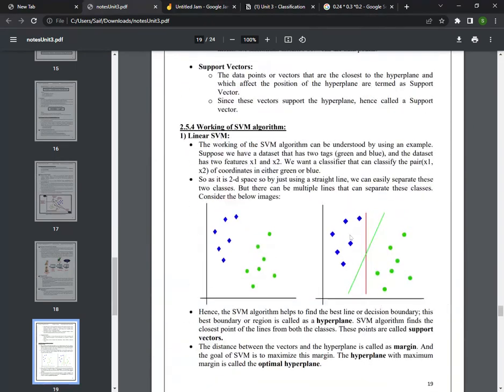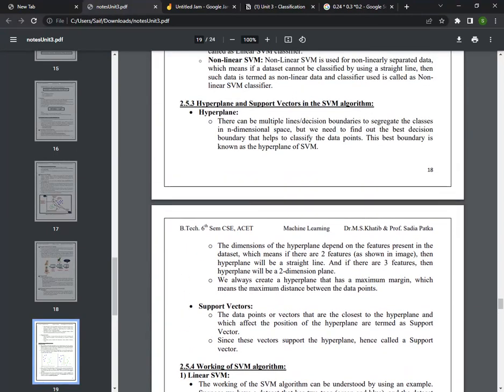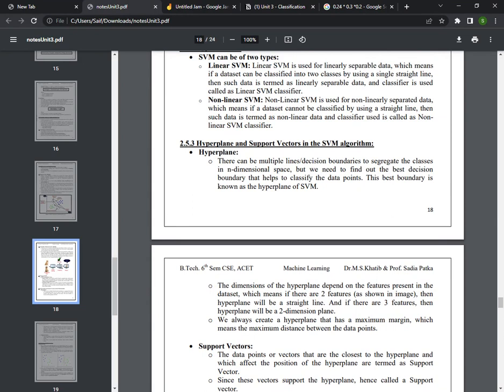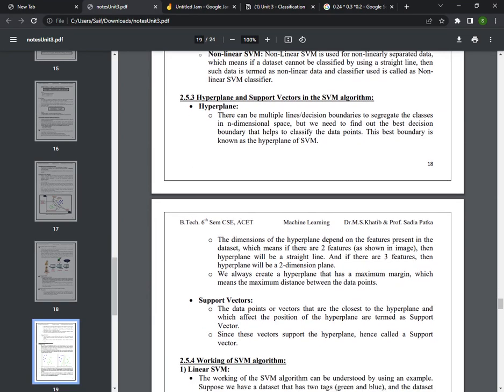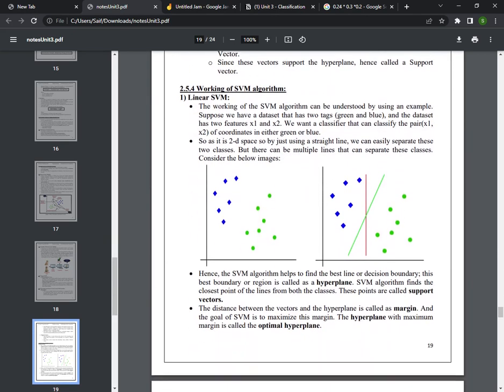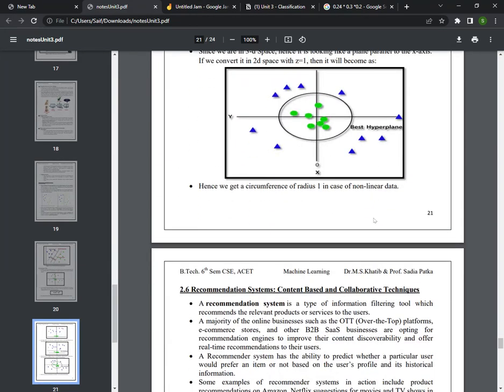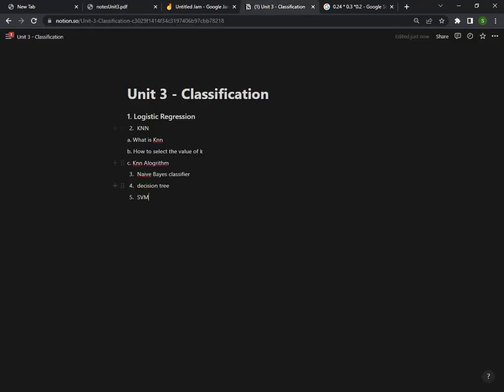There are two types of SVM: linear and non-linear. And then you can tell about the hyperplane and support vector. What are these two components that we use in SVM? And then you can show the example, and you don't need to write everything about it. So we have seen SVM.